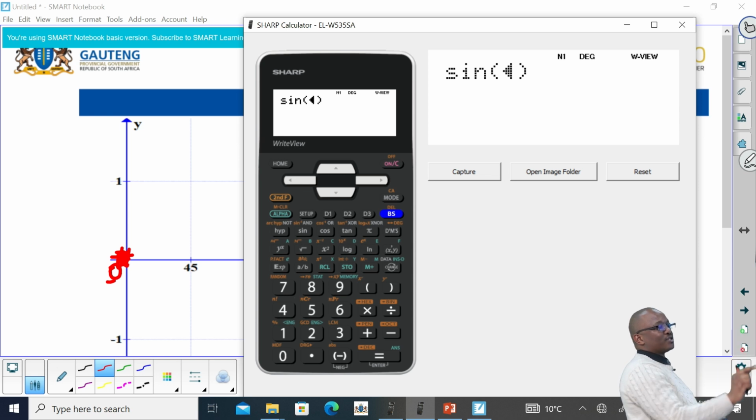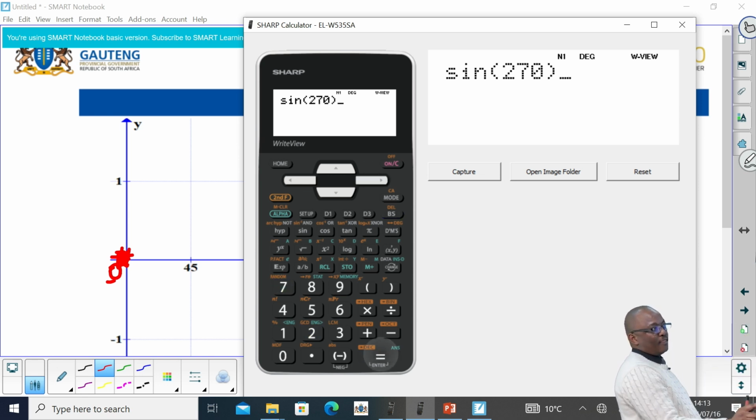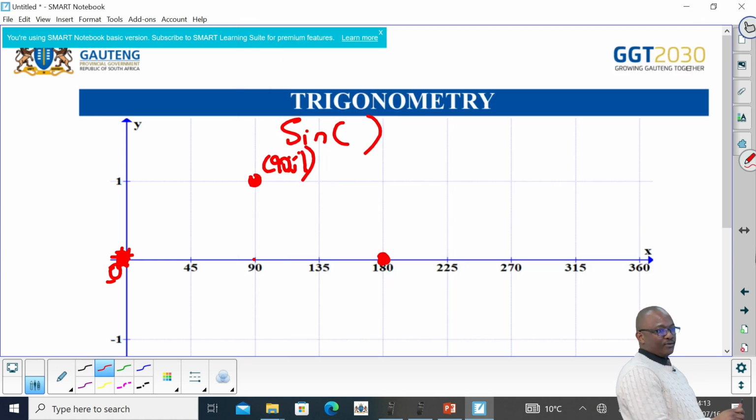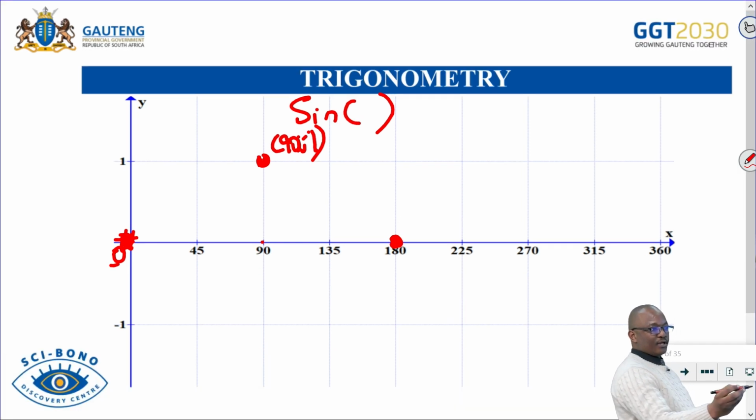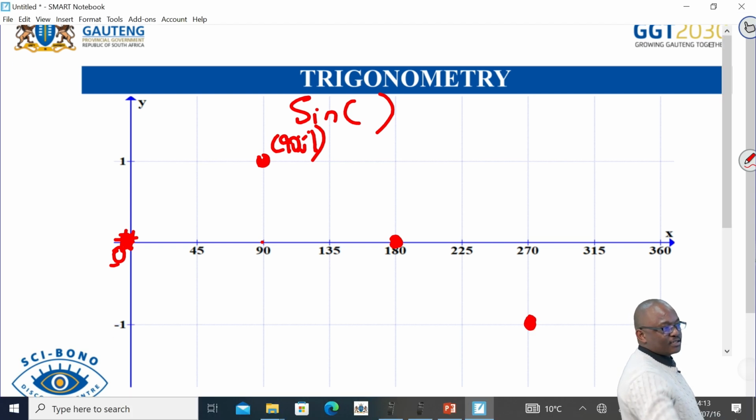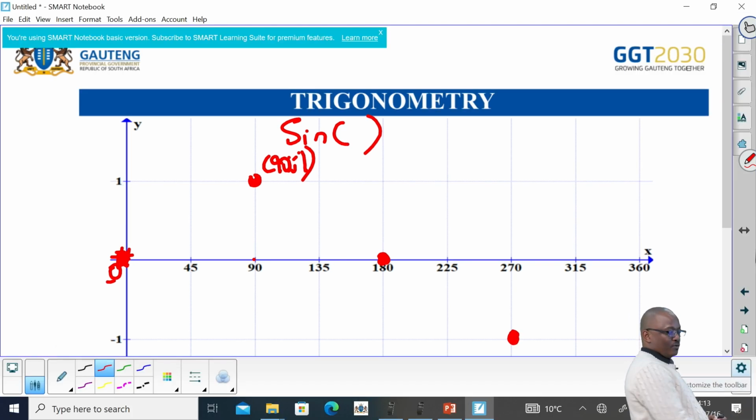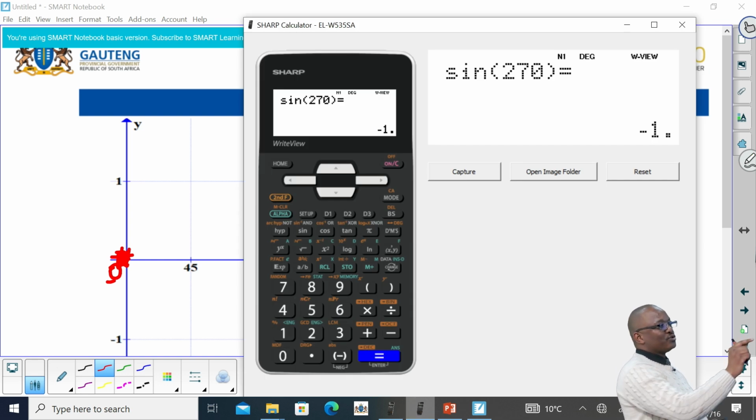So if now you substitute your 270 there, then you will get what? You will get negative 1. So now we will get 270 and negative 1. Now when you go to substitute the last one, which is 360, we're going to say sine 360.